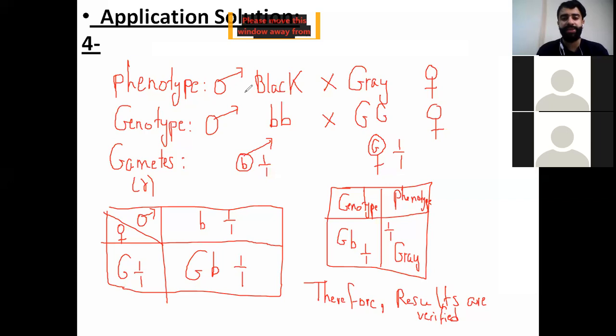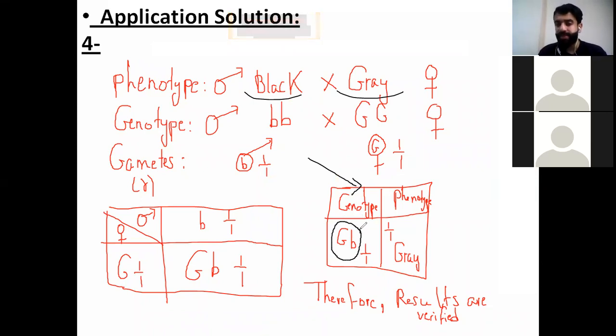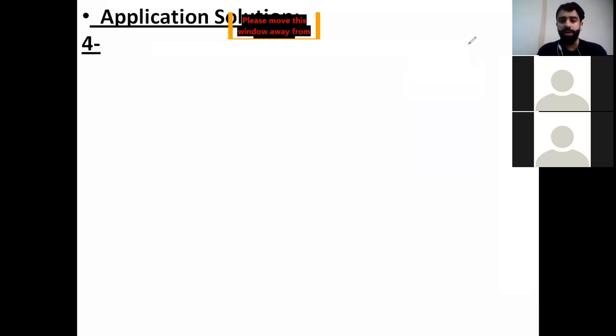After crossing black and gray, what did we get? We got this, the genotype. So what is the genotype? It's Gb. This is the genotype of the F1, the first generation. Phenotype gray. So I need the genotype: the genotype is Gb. Okay, thank you.